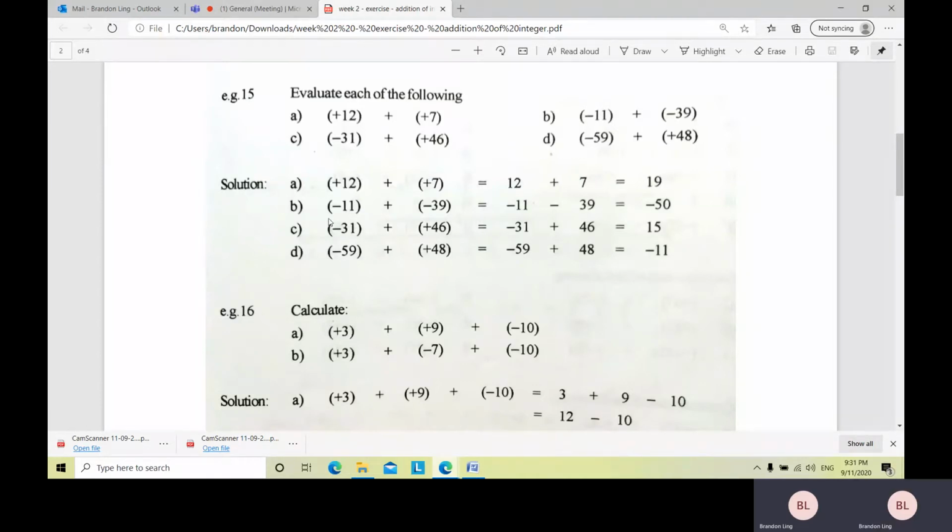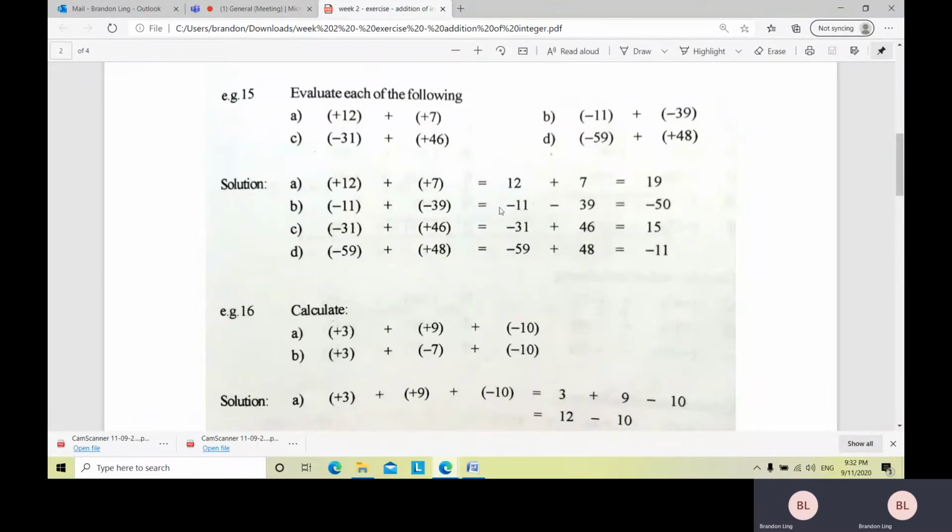Okay, the next question B, negative 11 plus minus 39. So in this case, you get different signs, plus minus, therefore you get a negative sign, which is negative 39. So the question will become negative 11 minus 39. You get the final answer of negative 50.